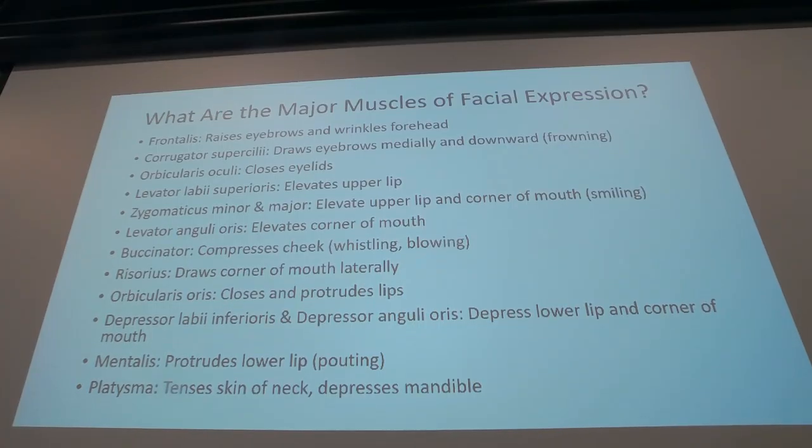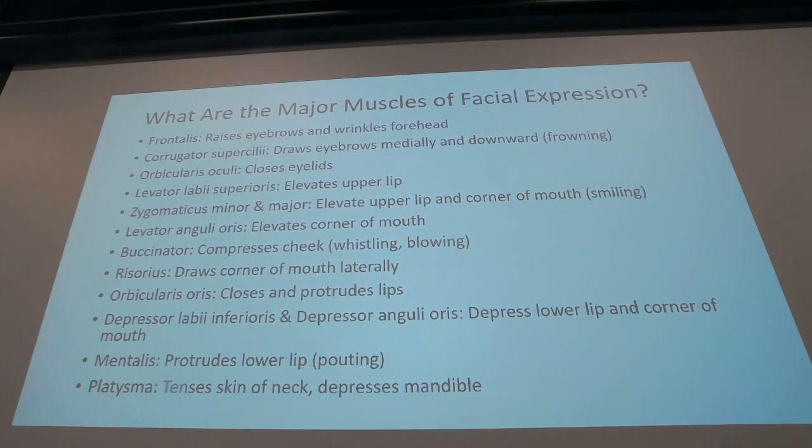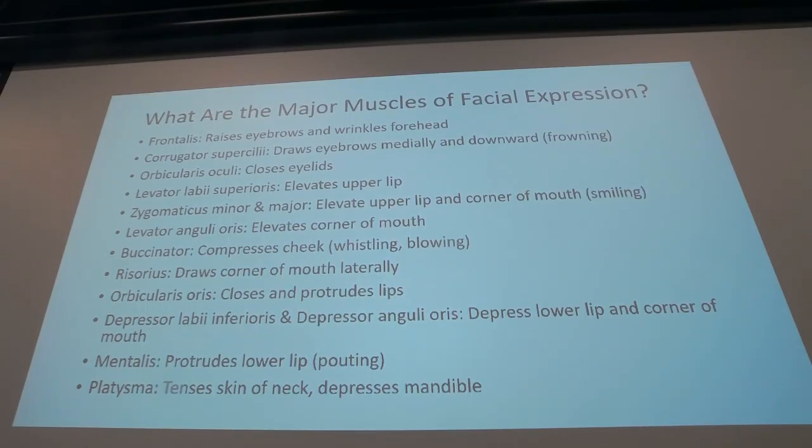Corrugator supercilii. It is located here between our eyes, above the dorsum of our nose. And if you are suspicious of someone, you will be doing this. So it draws the eyebrows medially and downward, frowning. Orbicularis oculi closes the eyelids, like winking.